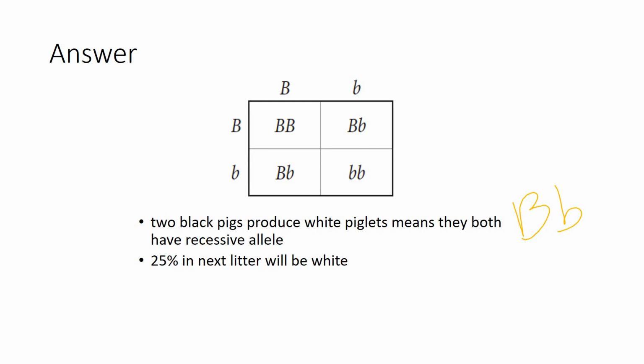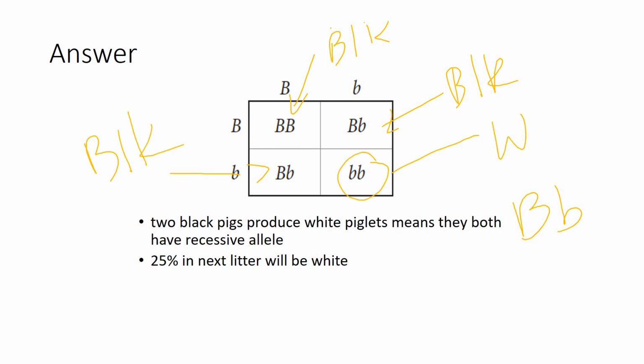Well, this is going to be black. This is black. This is black. This is the only white. So 1 in 4, right? Because there's 1 white, 3 black. So that is 1 in 4 going to be white litter. So that means 25%. All right. So that's Punnett squares, the intro to Punnett squares in a nutshell.